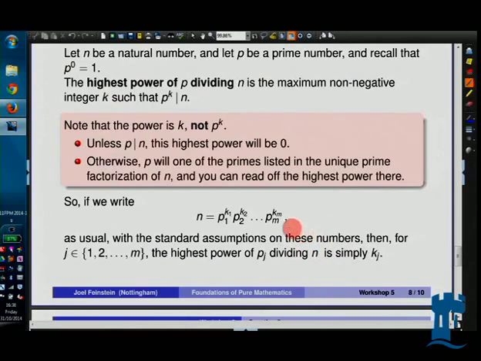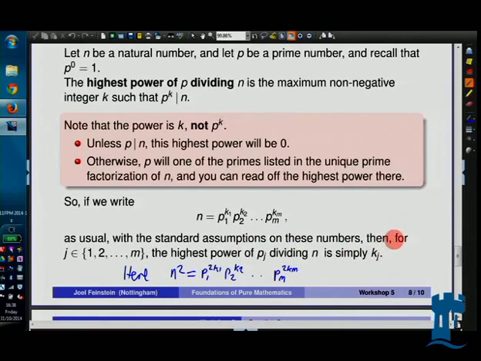Now, I note that if you suppose you did n squared, it is p1 to the 2k1, p2 to the 2k2, pm to the 2km, and you will note that the highest power of p1 dividing n squared has doubled. It was k1, and now it's 2k1. And the same for any other prime dividing n. And also the same for any prime that didn't divide n, because if a prime didn't divide n, it doesn't divide n squared either.